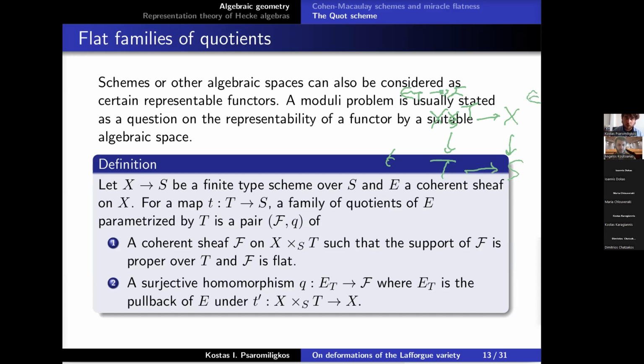If you're not used to the language of coherent sheaves and schemes, assume X and S are affine, let's say the spectrum of A. Then what does a coherent sheaf on X mean? That just means an A-module. So you can consider these schemes to be affine and consider it just as an A-module.